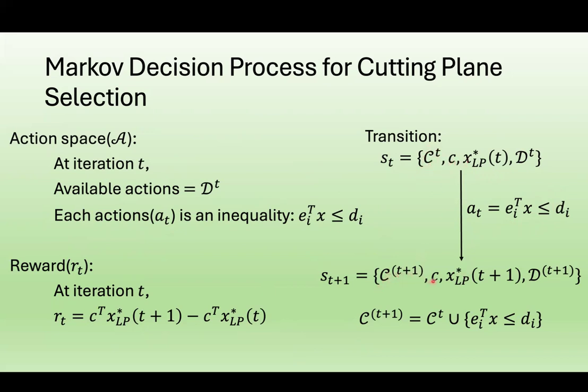C remains the same because it's the coefficient in the objective row. XLP star T becomes XLP star T plus 1. DT becomes DT plus 1, which is basically the set of all candidate Gomory cuts at T plus 1th iteration, where CT plus 1 is given by CT union the new constraint which was taken as an action from state ST.